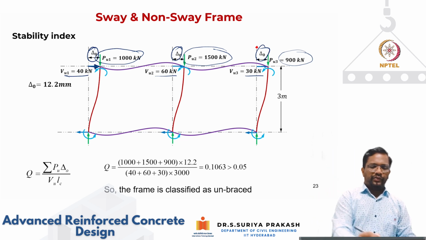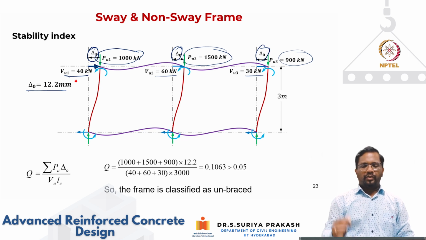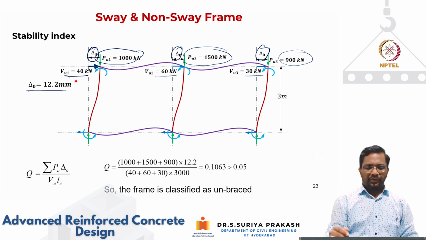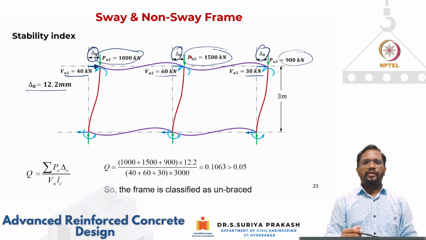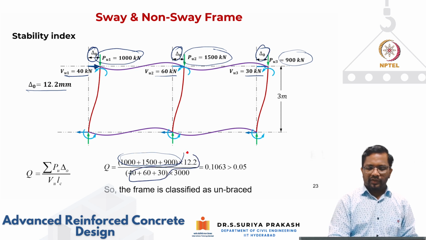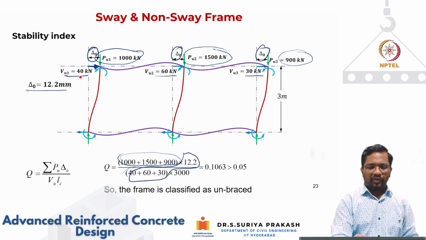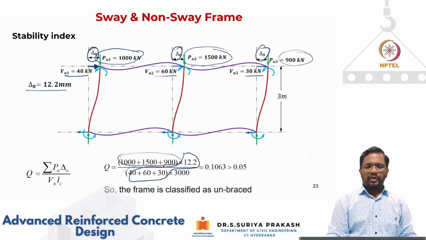If I give you this value delta naught as 12.2, now let us see what is Q that we're getting. What is the definition of Q? Summation of PU, so the total summation of axial force that is coming: 1000, 1500, 900. I add all of them, times delta naught, divided by VU, the total story shear acting. Delta naught is 12.2 millimeter, divided by the summation of all the story shear, which means all the shear resisted by the columns. That's going to be 40 plus 60 plus 30. And the height of the column is 3 meters, which is 3000.